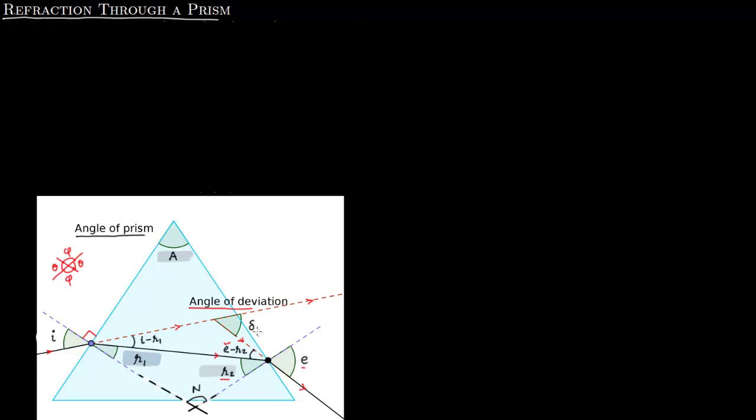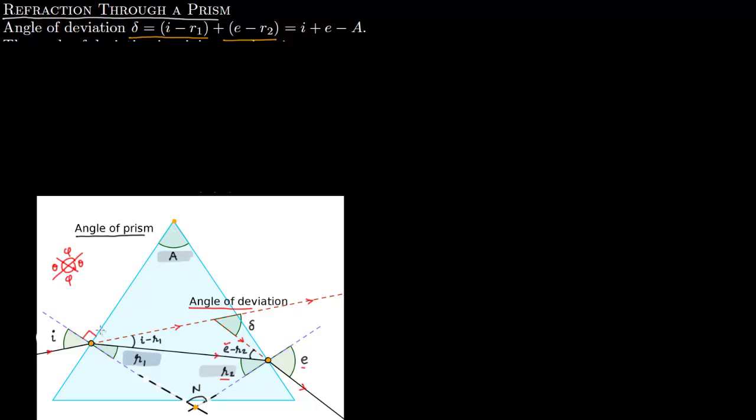Now this delta is an exterior angle. So you can see this delta is equal to the sum of this I minus R1 plus E minus R2. We have written this here: delta is equal to I minus R1 plus E minus R2. Now you focus on the quadrilateral. This is the quadrilateral you need to focus on. I'm marking the 4 vertices of the quadrilateral: 1, 2, 3 and 4.